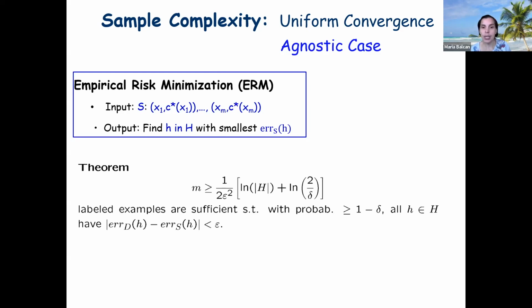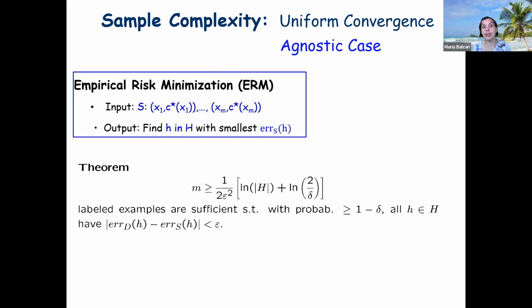In that case, luckily, we can also get similar sample complexity bounds. The form is a little bit different, but they look very similar. If the number of training samples is of the order 1 over epsilon squared times log size of H plus log 1 over delta, then these many samples are sufficient so that with high probability, at least 1 minus delta, we have it uniformly for all classifiers in the search space, where the true error rate is within epsilon of the empirical error rate. So we get this uniform convergence for all classifiers in the search space.